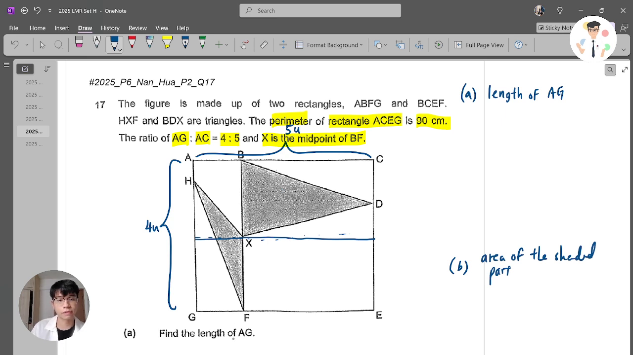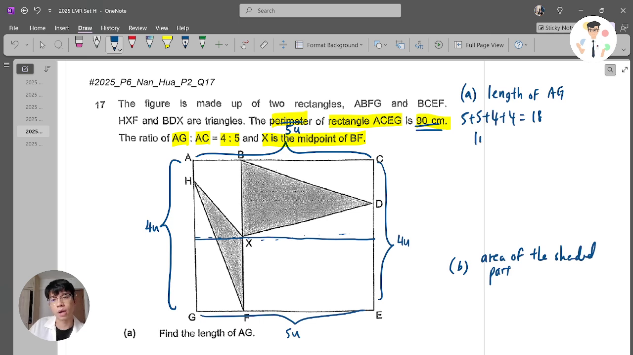Now, next part. Find the length of AG. If I know here is 5 units, then here definitely will be 5 units, and here definitely will be 4 units, because it's a rectangle. So 5 plus 5 plus 4 plus 4 will be 18, so there will be 18 units. And the perimeter is 90. Means that 1 unit is equal to 90 cm divided by 18 units, which is equivalent to 5 cm. Okay, I think that makes sense, right?